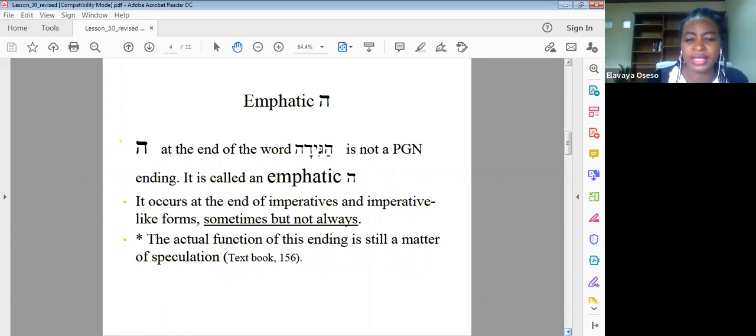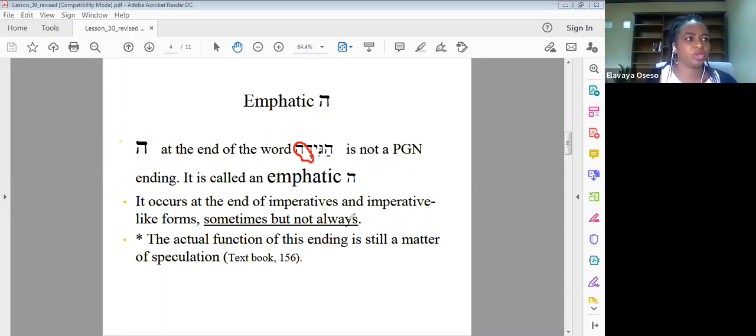So at the end of Hagida, you remember we had this verb at the beginning, Hagida. The hair at the end of it, do you see this hair at the end of the word Hagida? This is not a PGN ending, but it is called an emphatic hair. It usually occurs at the end of imperatives and imperative-like forms, and its actual function is not really known very clearly, and it's still a matter of speculation.